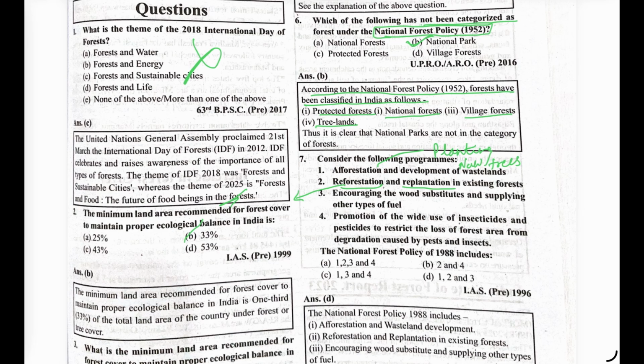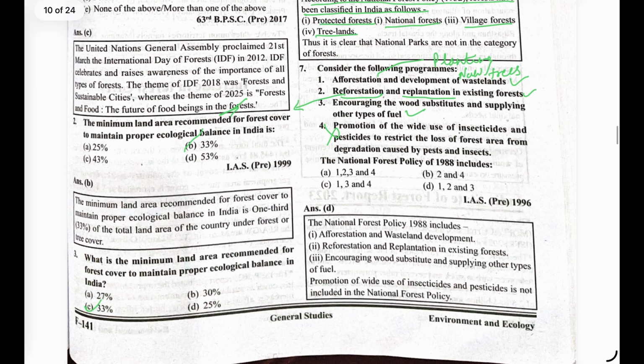So the National Forest Policy of 1988 includes which? So that is 1, 2 and 3. This includes and this includes, not 4. So National Forest Policy 1988 includes treating afforestation and wasteland development, reforestation and replantation, and encouraging wood substitute and supplying these types of fuels. Okay.